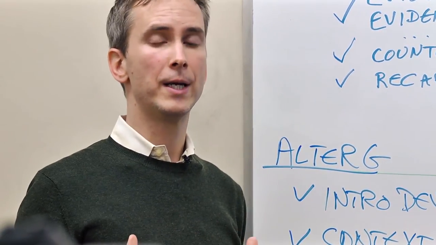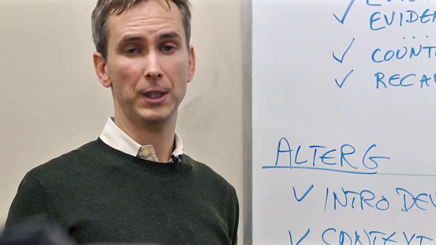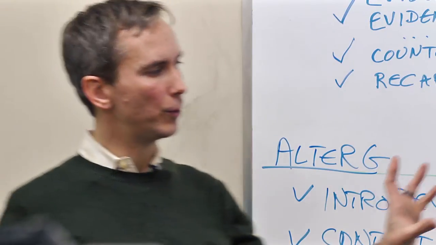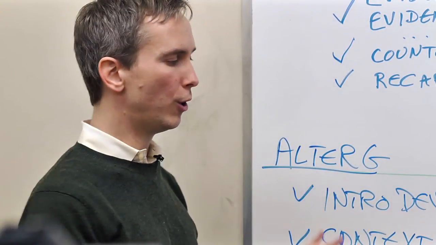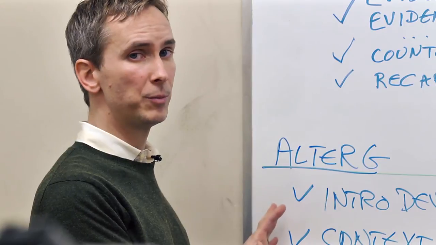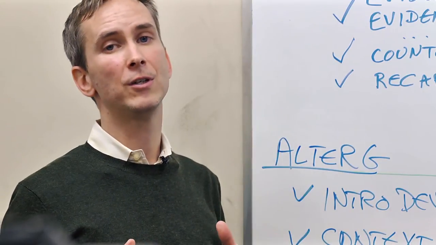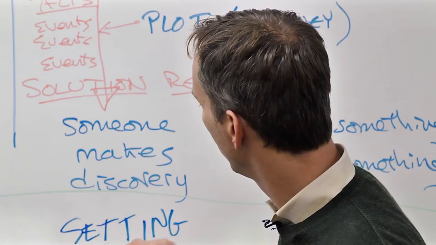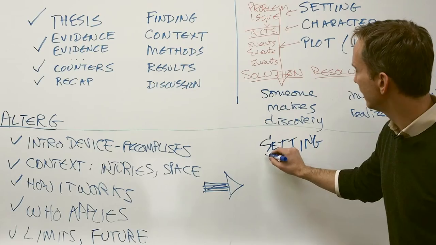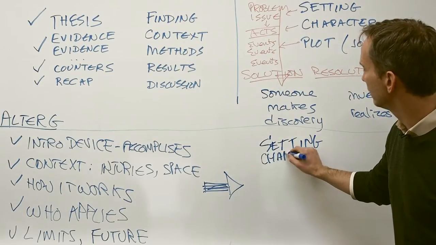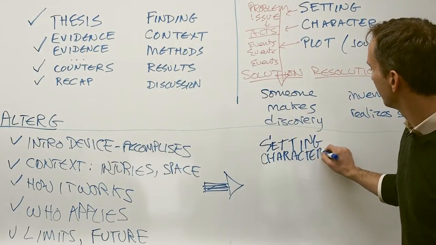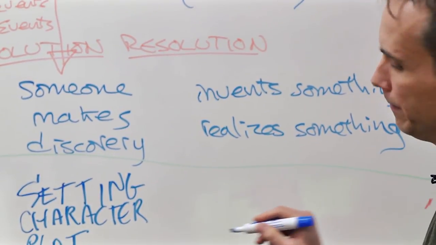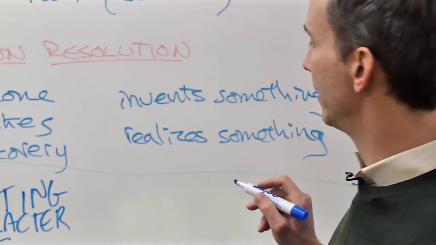There are lots of different ways that you could tell the story of the Alter-G and transmit the same information. In other words, when you're done with the story, you would know all of the same things that you knew from the research paper, but it would have been delivered through the vehicle of a narrative. The vehicle of the narrative would give us something like three elements: setting, character, and plot. And the story might look something like this.